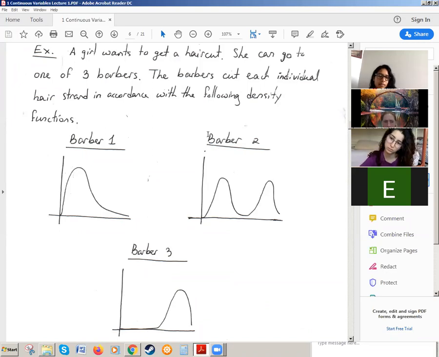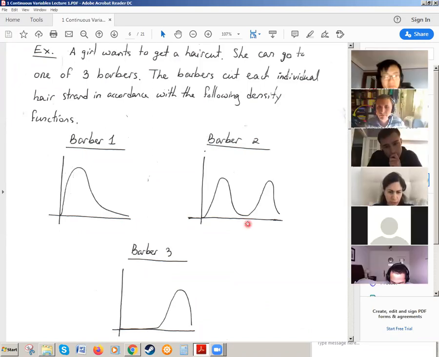She better go with barber number 3. Well, and why?